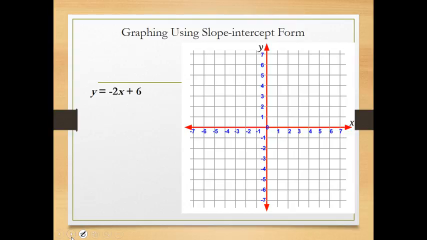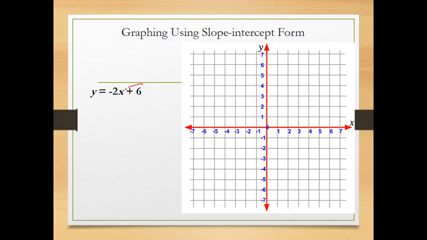Okay, so let's talk about how to graph using the slope-intercept form. I already have my equation here. It's already in slope-intercept form. The first thing we do with all of these equations when we're graphing is we're going to identify the point first. I have to find a point, and then I use the slope information to get a second point, and then I can connect those points with a line.